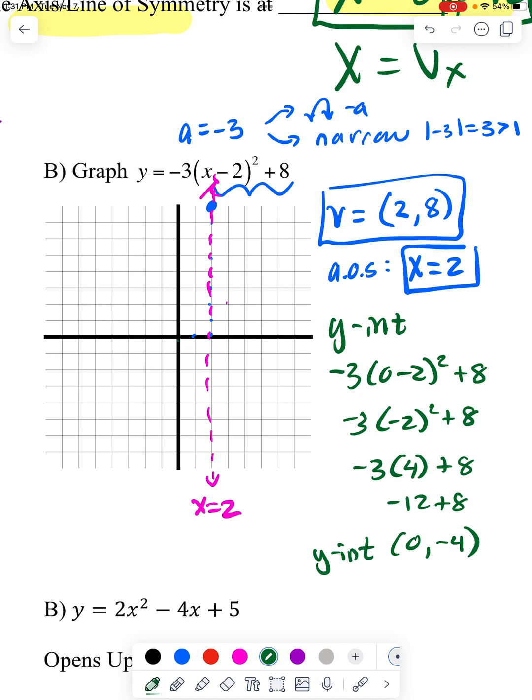So 0, down 1, 2, 3, 4. That's 2 to the left, so 2 to the right, I'm going to have the same point, same y value. So it's going to come up, hit that vertex, come back down.